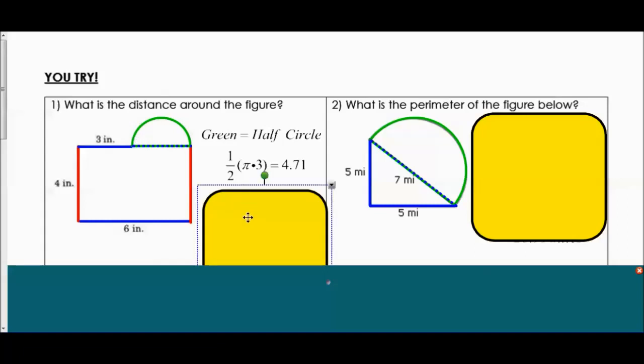And now we're just going to add up our 5 sides. 4.71 plus 3 plus 4 plus 6 plus 4. And that's 21.71.